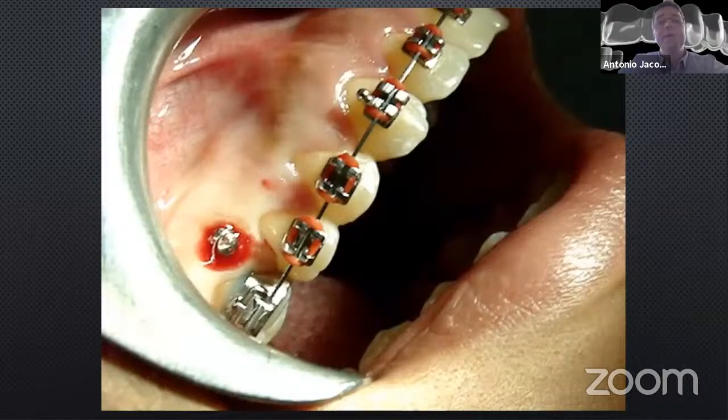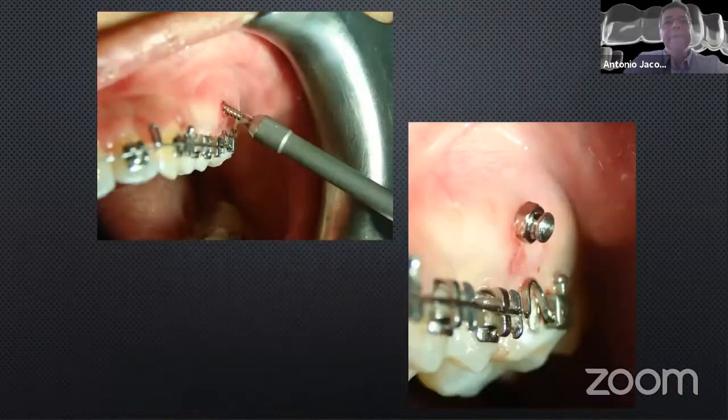So if the screw is touching the root, the patient will feel some pain, and the patient will let you know. So this technique is very safe when you use it correctly. The anesthetic must be just a little bit and just on the gingiva. If the screw touches the root, the patient will feel pain. And this is very easy.